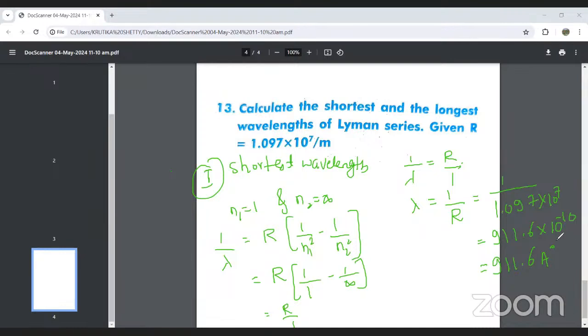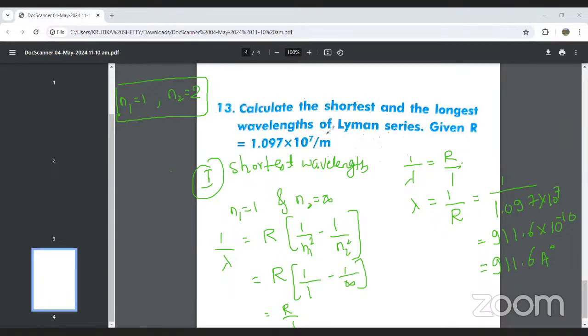So for the longest wavelength, what will you do? For the longest wavelength, it is the Lyman series. Therefore N1 is equal to 1 and N2 is equal to 2. Please do the calculation for the longest wavelength. Shortest I have calculated. Copy that down and calculate for the longest wavelength. For the shortest, N2 is equal to infinity.